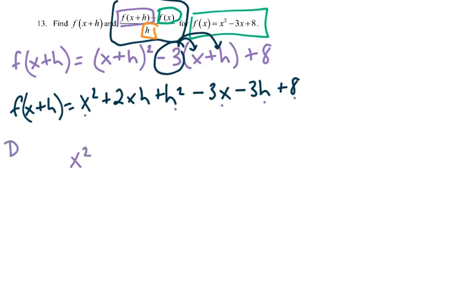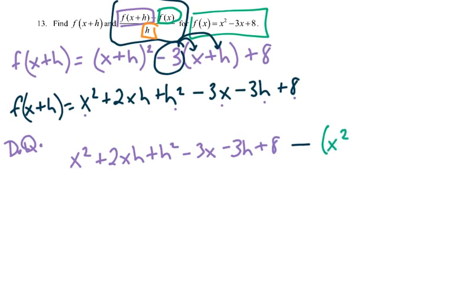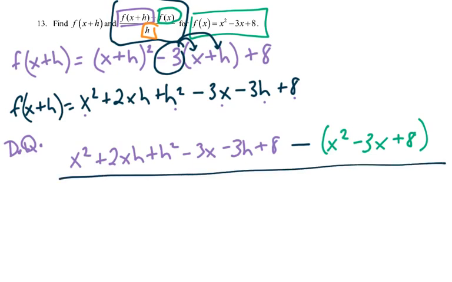X squared. So I'm going to write dq for my difference quotient. X squared plus 2xh plus h squared minus 3x minus 3h plus 8 minus, in green, x squared minus 3x plus 8, because that's our f of x. All of this over h. Woo! We're not playing today. This is a complicated one.